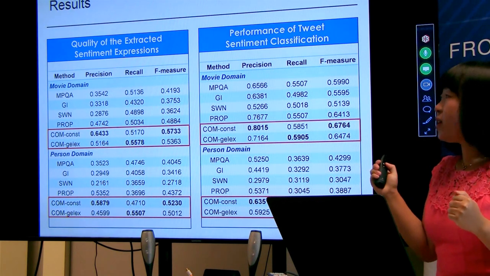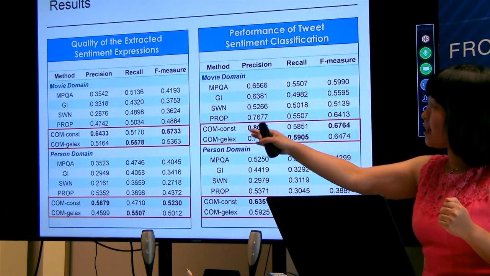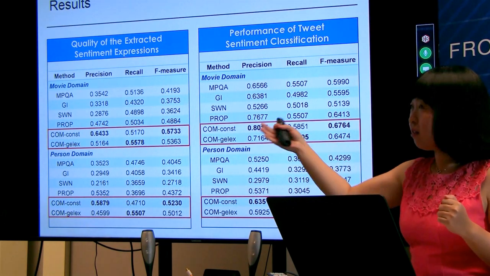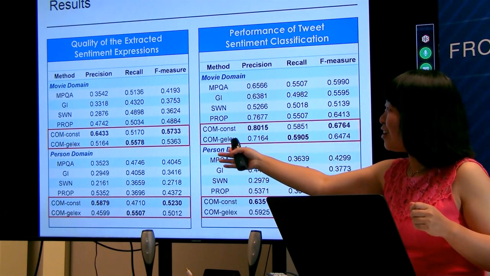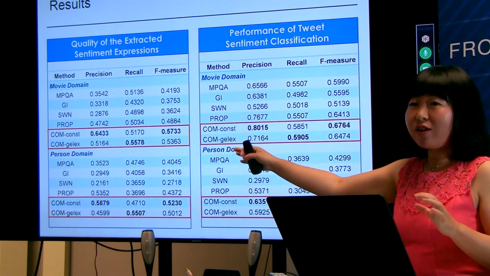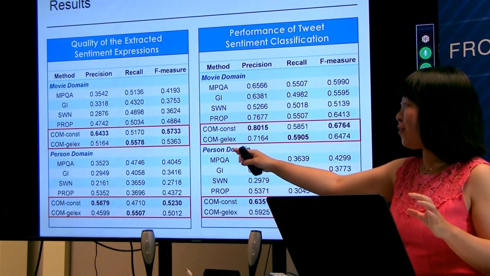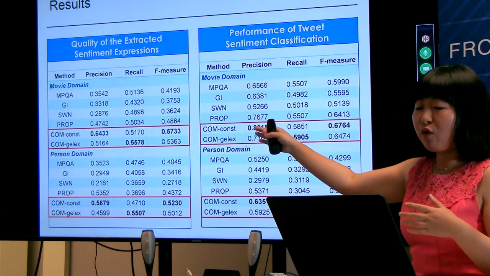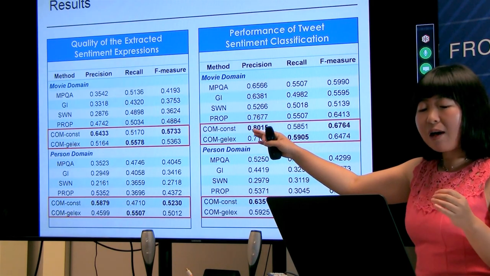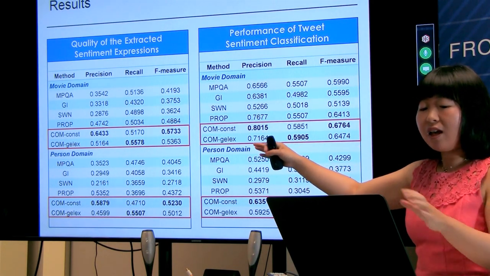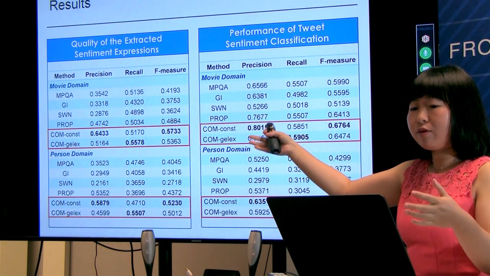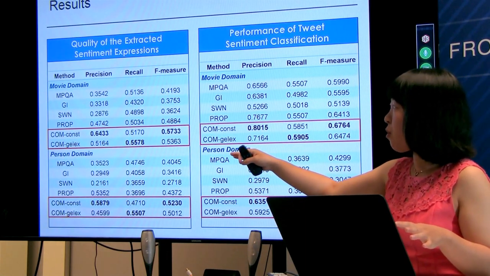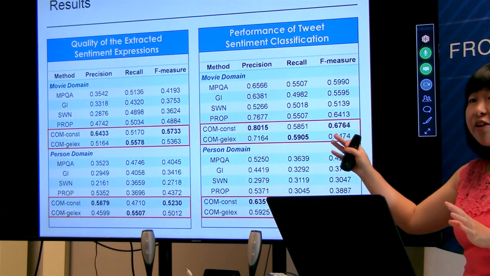So we first evaluate all the methods on the task of extracting sentiment expressions. If you look at the red chart, both versions of our method achieve higher precision, recall, and F-measure compared with the other four baselines. If you compare the two variations, we see CAM counts is better in terms of precision, but CAM galaxy is better in terms of recall. But overall, CAM counts is still better.